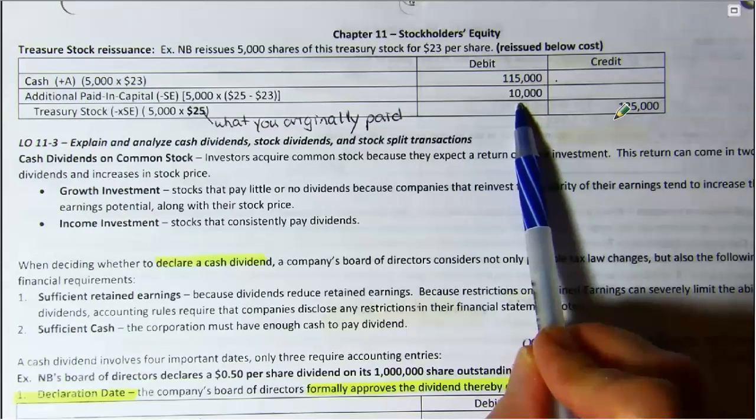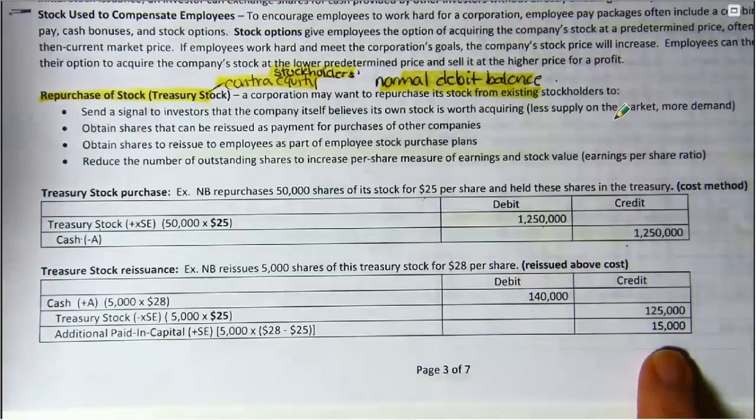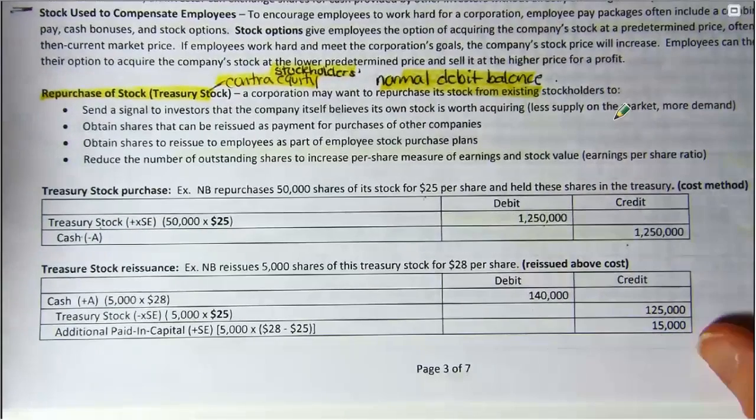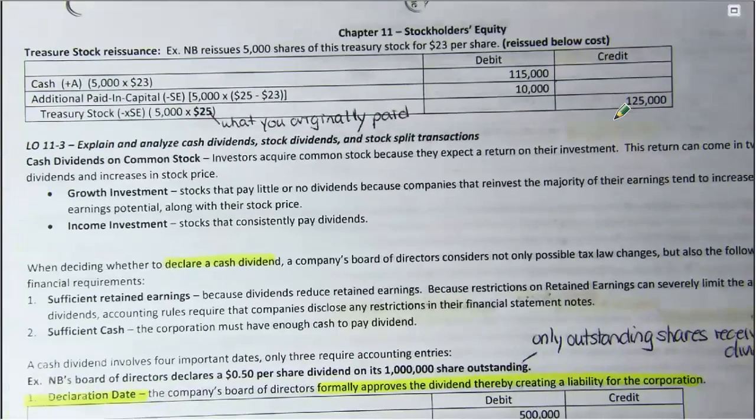Now we can only do that because we put money in that account already here. What if you didn't have any additional paid-in capital? Then you would use retained earnings. Or if you did not have enough additional paid-in capital, maybe you only had 5,000 in that account, then you debit the other 5,000 to reduce retained earnings. You're not going to have any examples of that, but I just thought I'd mention that to you in case you wondered. Any questions so far?